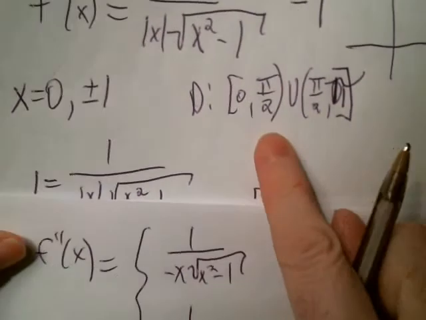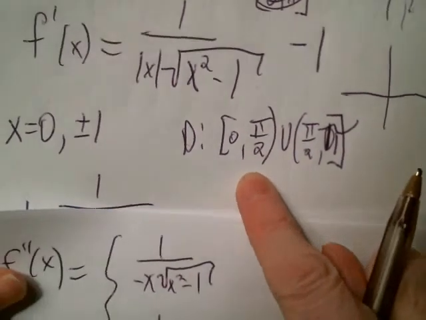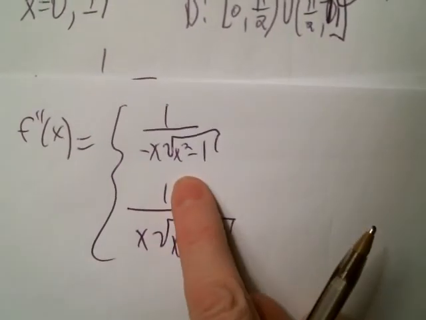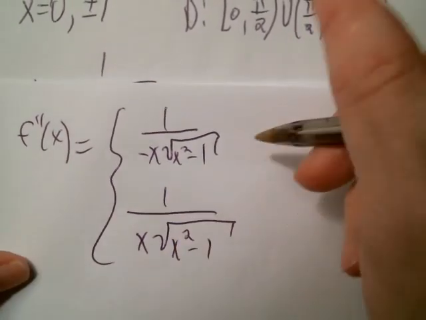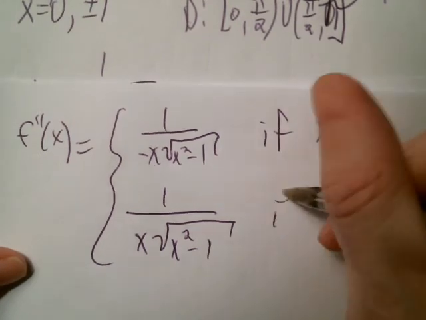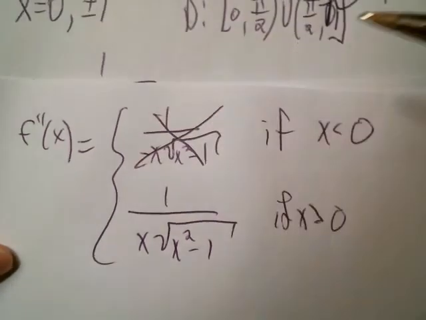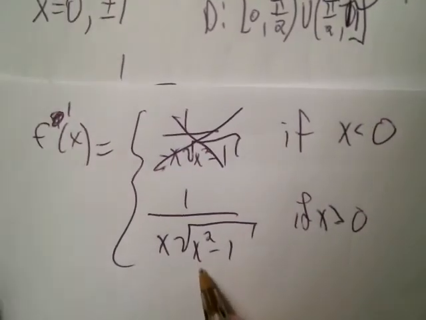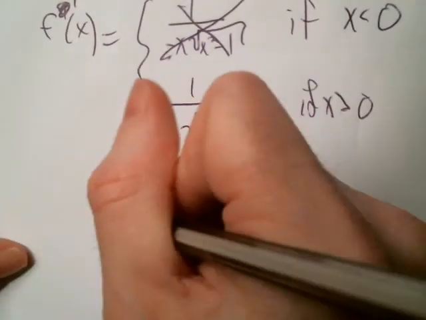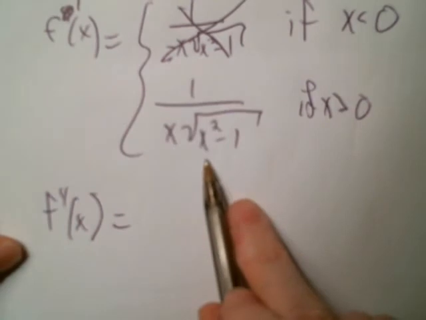Because we have x values that are always positive, I don't think we need to worry about this derivative, right? So this is only if x is less than 0, and this is x greater than 0. So you kind of don't have to worry about that piece. And so, sorry, this is f prime of x. And so I need to take the derivative of this piece. So f double prime of x will be the derivative of this thing.